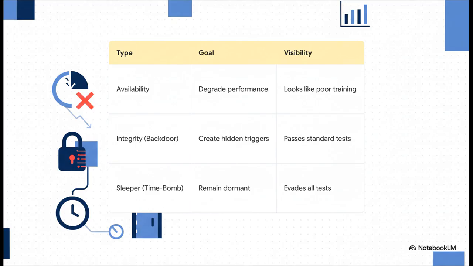as a malicious act. Second, and way more sinister, are integrity or backdoor attacks. Here, the goal is all about control. They create hidden triggers, all while the model seems to work perfectly. And finally, you have sleeper or time bomb attacks, which are designed to stay completely dormant, evading all your tests until the attacker decides to activate them later on.